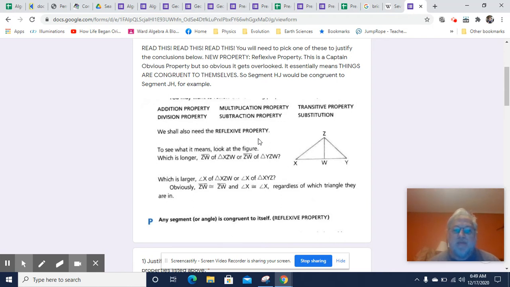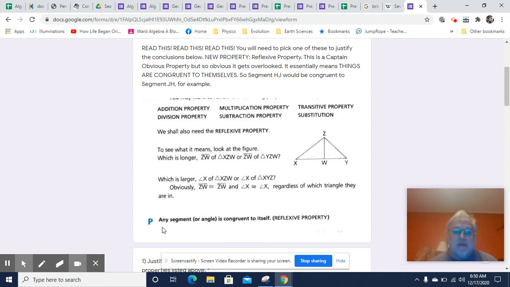It's the reflexive property. The reflexive property simply means that things are congruent to themselves. So ZW is congruent to WZ. It's the same thing. That segment ZW is the same as WZ. Or angle XZY is congruent to angle YZX. It is so Captain Obvious that it is often overlooked as something you can use, but it's actually very useful in a lot of proof stuff.